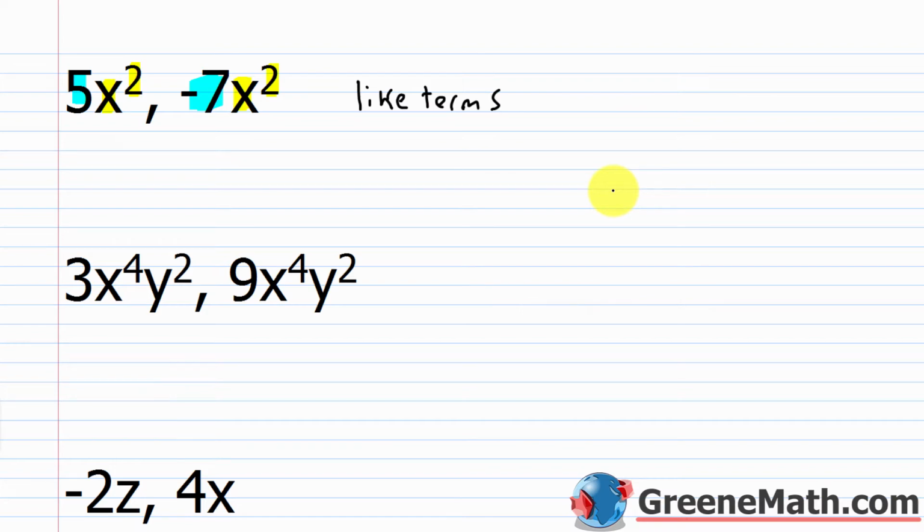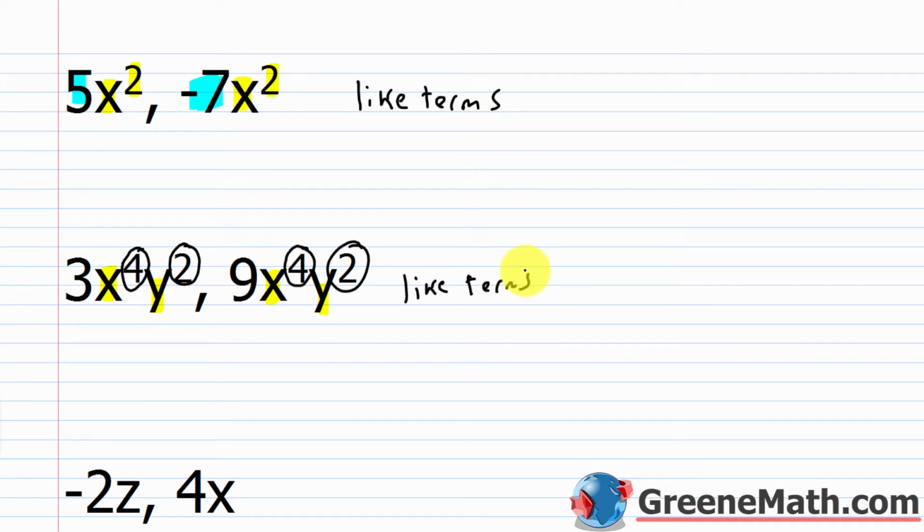All right, let's look at this one right here. We have 3x to the 4th power, y squared. Then we have 9x to the 4th power, y squared. So again, these are like terms. If you look at the variables, we have two here now. We have x and we have x. We have y and we have y. Now you're looking at the powers. We have x to the 4th power, x to the 4th power. We have y squared and y squared. So these are like terms.